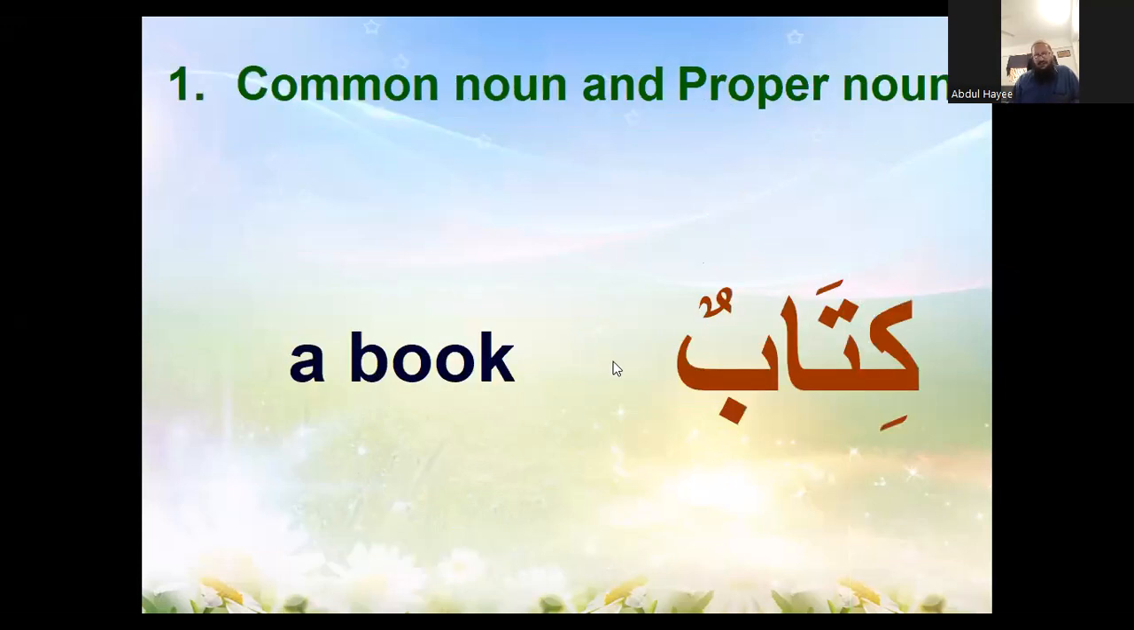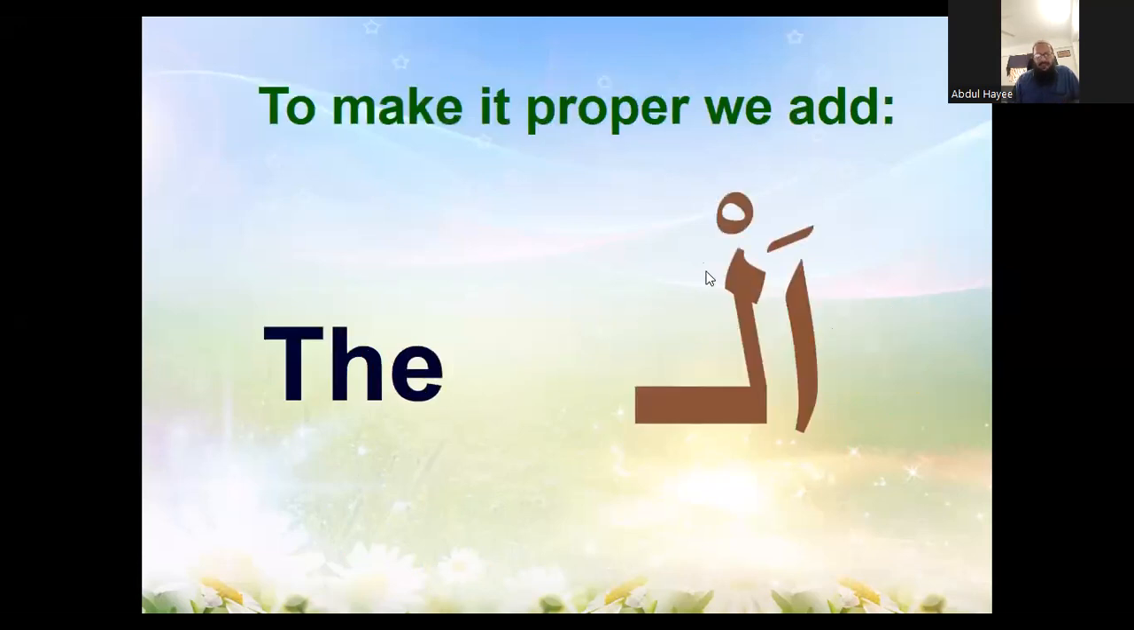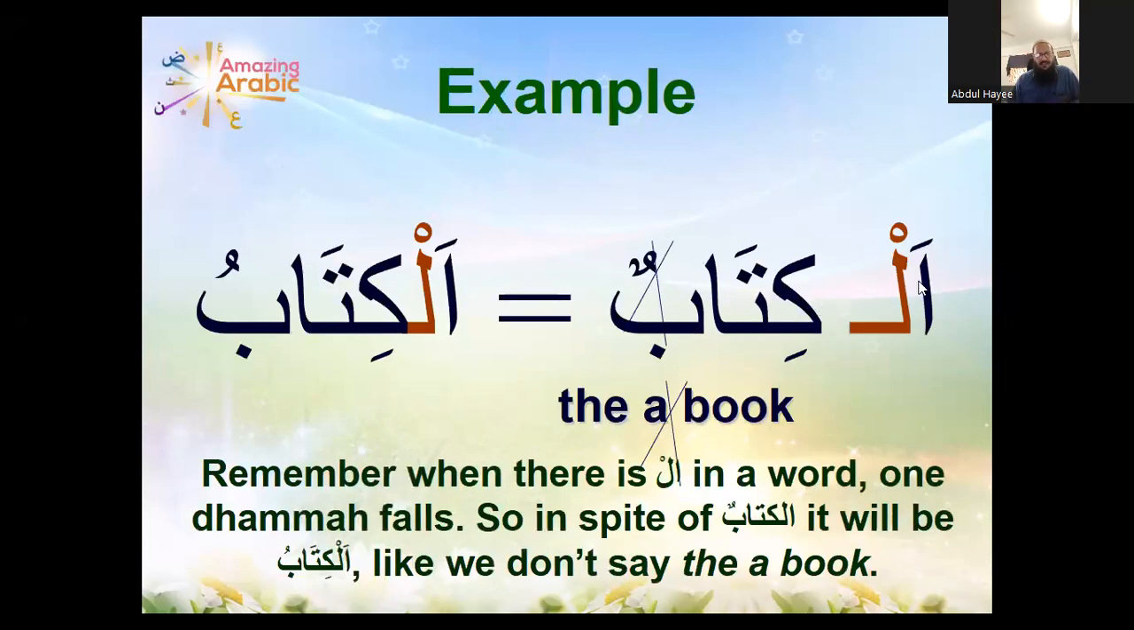Then we saw that in Arabic, an ism may come with double dhamma, just like kitabun. It means a book. When we attach alif lam, meaning the, it changes from kitabun to al-kitabu, with a single dhamma. Remember, double dhamma, double fatha or double kasra cannot come with al. Whenever there is al, there will be a single dhamma, single kasra or single fatha.